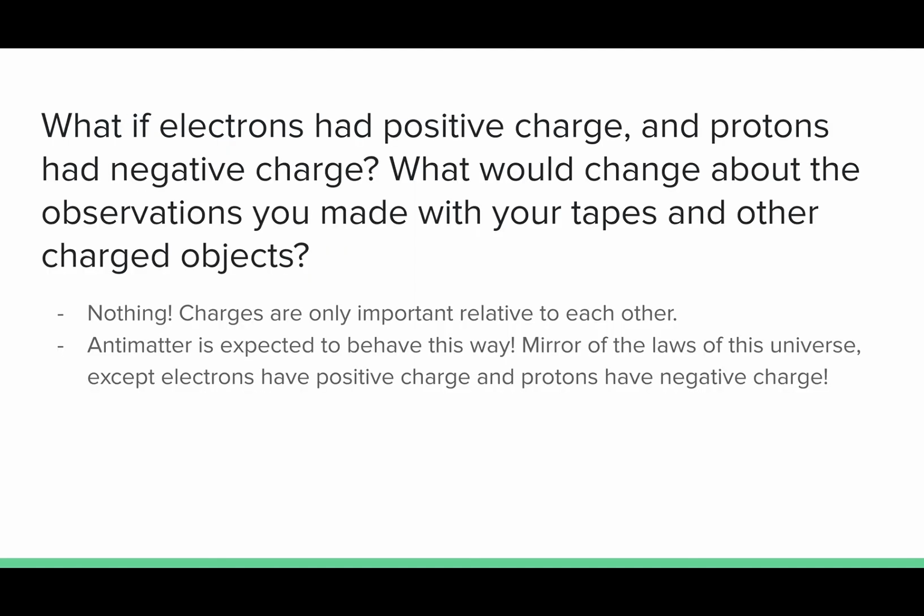Addressing the questions that were ascribed to us in this video, what if the electrons had positive charge and protons had negative charge, and what would change about this particular scenario? Essentially, nothing would change as charges are only important relative to each other, such that like charges repel and unlike charges attract. And antimatter, as a factor of trivia, is expected to behave this way. It is expected to mirror the laws of the matter universe, except electrons would have a positive charge and protons would have a negative charge.